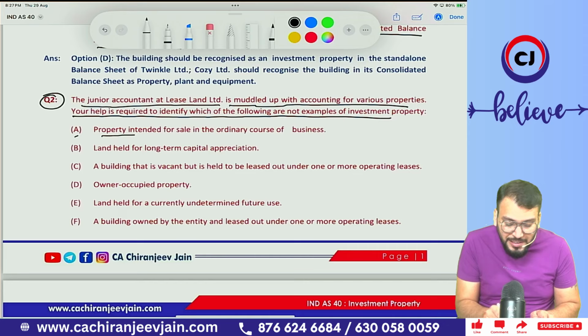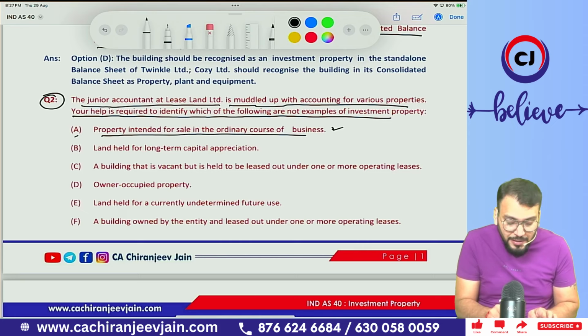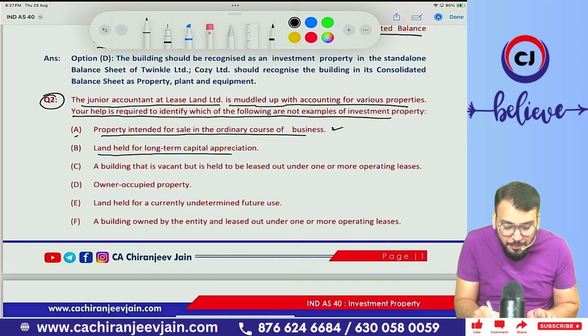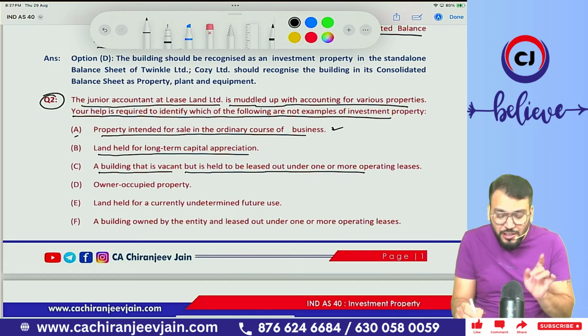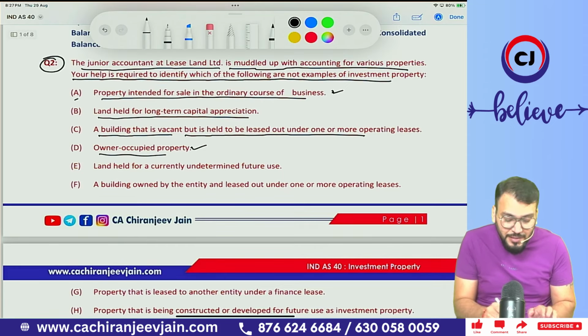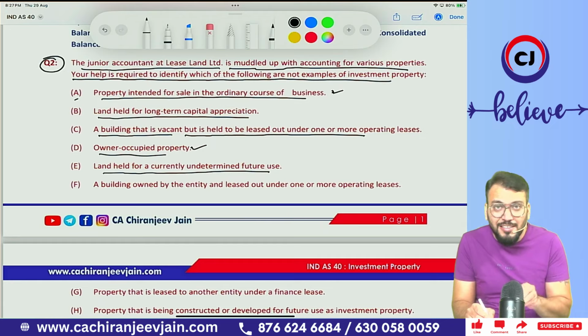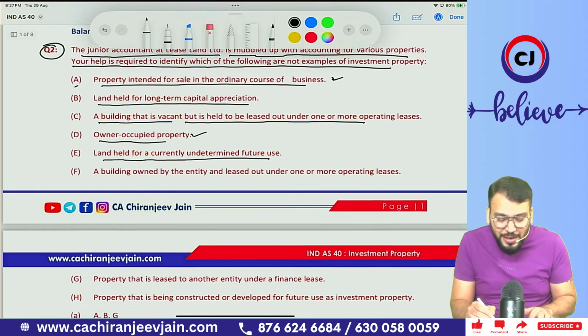A. Property intended for sale in the ordinary course of business. This is inventory. So this is what? Not an investment property. Land held for long-term capital appreciation. Can I say this will be an investment property? A building that is vacant but it is held to be leased out under one or more operating leases. This is also investment property. Owner occupied property is not an investment property. Land held for currently undetermined future use. This will also be classified as investment property because the use is not determined. It will be deemed to be held for capital appreciation.